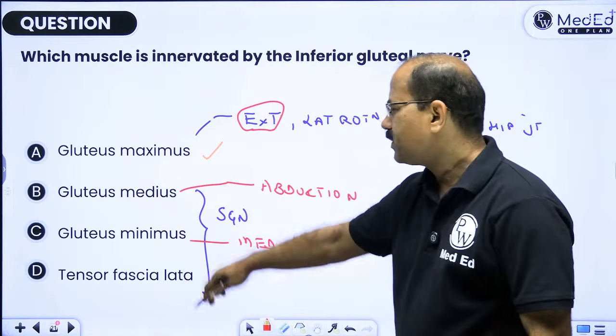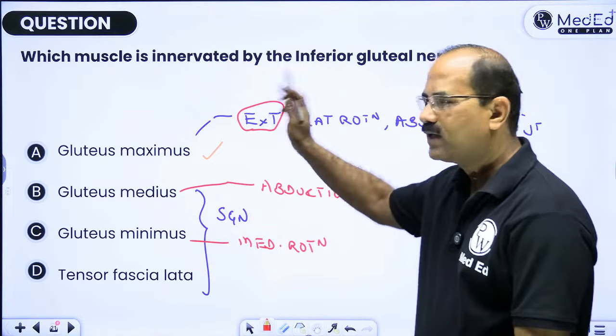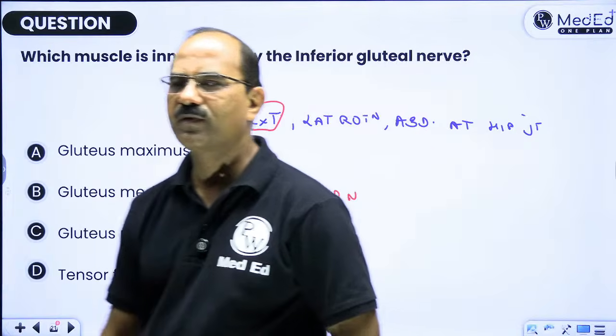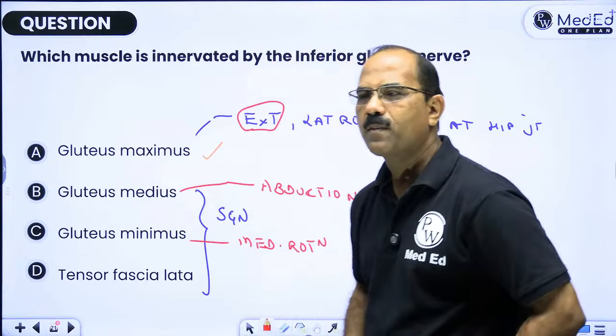And all these 3 muscles are supplied by superior gluteal nerve. ये है inferior gluteal nerve. Very good, very good. बच्चों, very good.